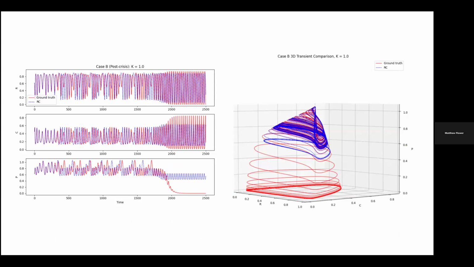Finally, you can see our results, and this shows that around step 2000, the real system did collapse into periodicity, and that our predictive model was able to capture this while still preserving the shape of the attractor.